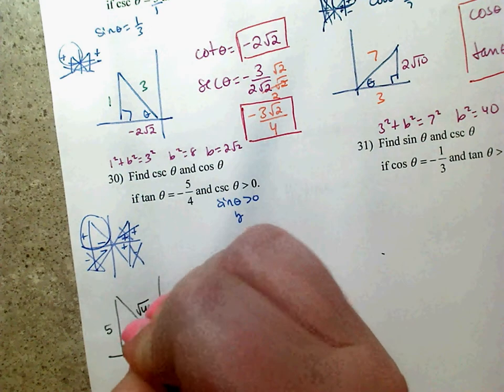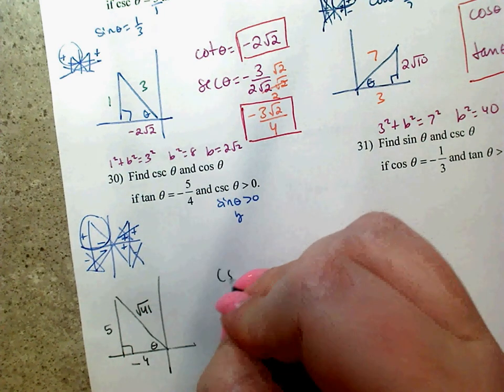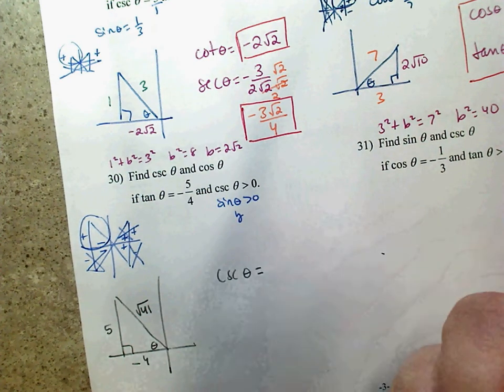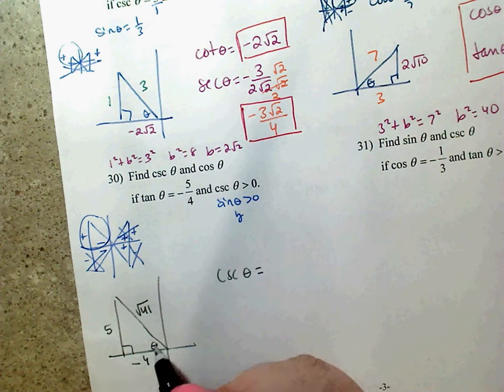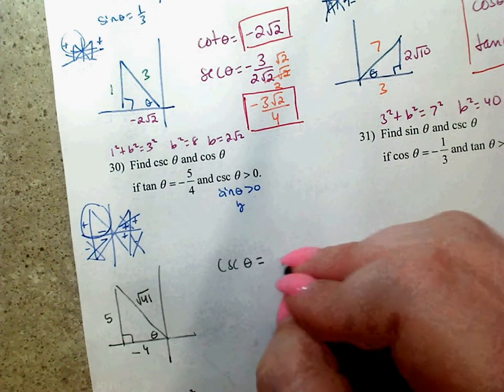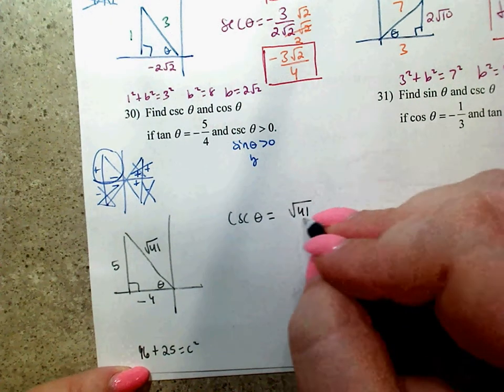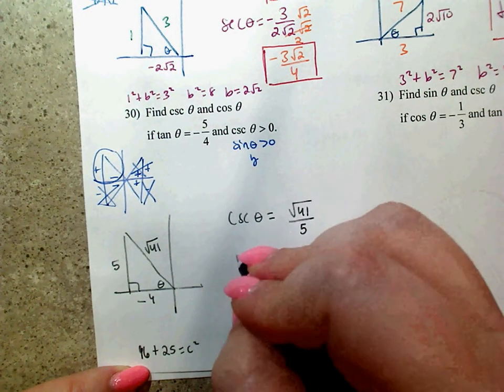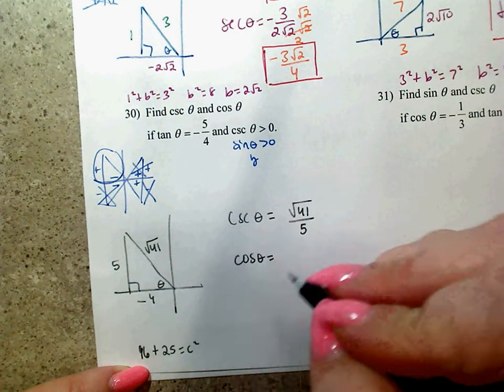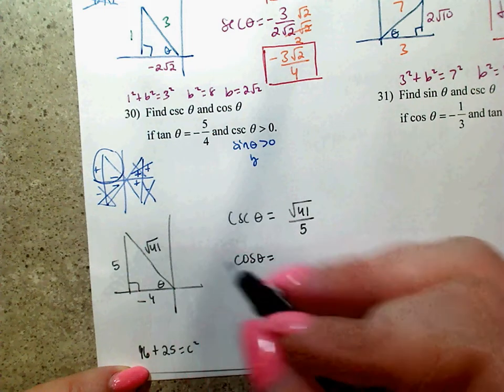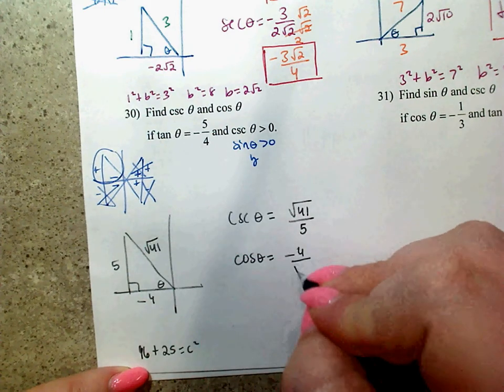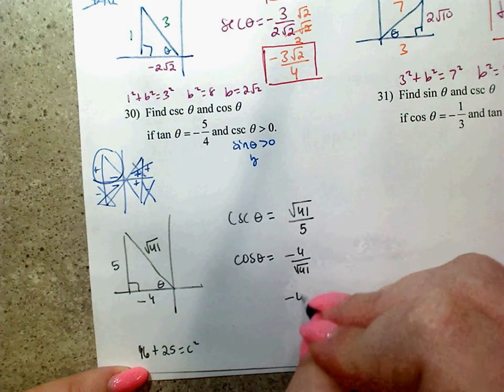The question is, what is cosecant? Cosecant is the reciprocal of sine. So if sine is opposite over hypotenuse, then cosecant is hypotenuse over opposite. So square root of 41, sorry, I guess you didn't see my Pythagorean, over 5. And then cosine is adjacent over hypotenuse. So adjacent over hypotenuse, -4 over the square root of 41, or -4 root 41 over 41 if you rationalize.